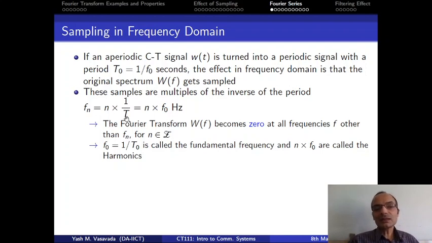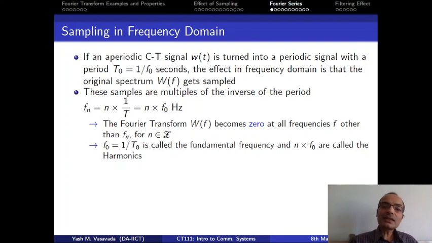There is a typo here. This should be n times 1 over T0, which is n times f0. And the Fourier transform actually becomes 0 at all the other frequencies which are not multiples of f0. Okay, so this is a very powerful observation.